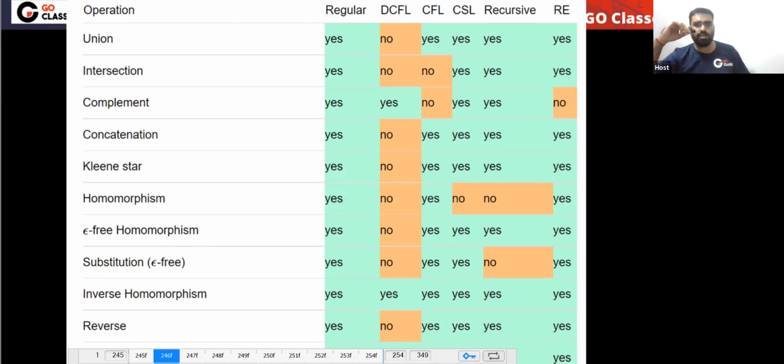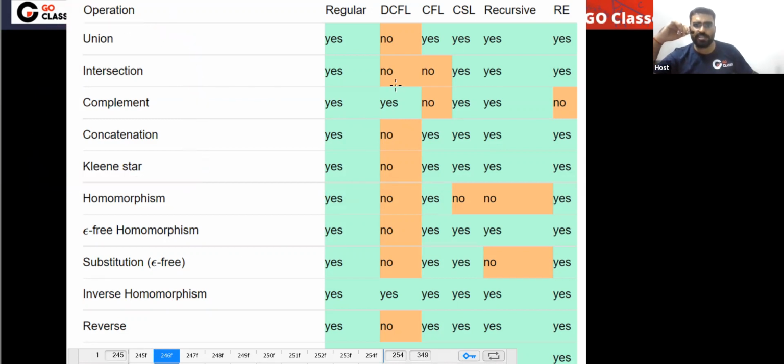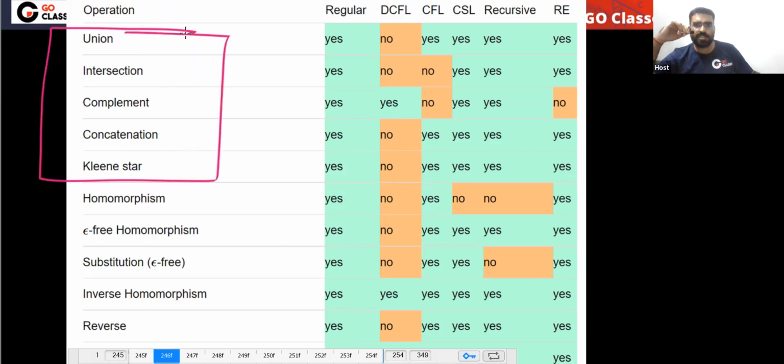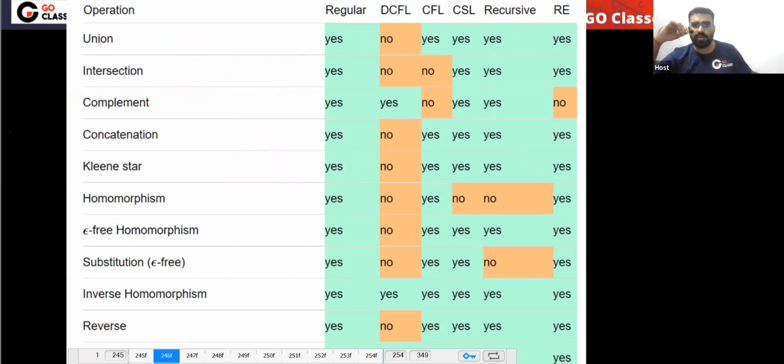So what we have done, this is your closure property table. In this table, almost all the proofs we have seen. You don't have to memorize this table, because for all the standard operations, the proofs we have already seen. Yes or no? Almost everything in this table we have seen. You can just check it out.